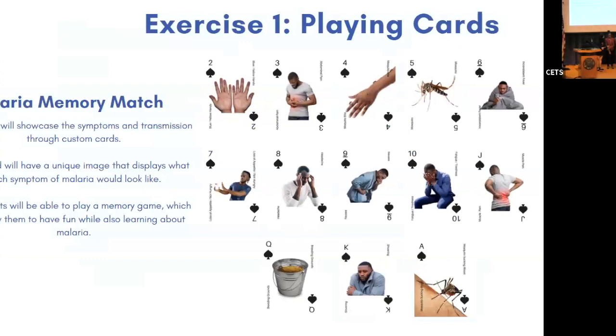Our first workshop activity is a malaria memory match game using custom-made malaria-themed cards. This is useful because it's able to bring malaria education into everyday activities for all different age groups, from young people that like playing sillier games to older people that like playing betting games. And these cards are also used in Nigeria like they are in America.